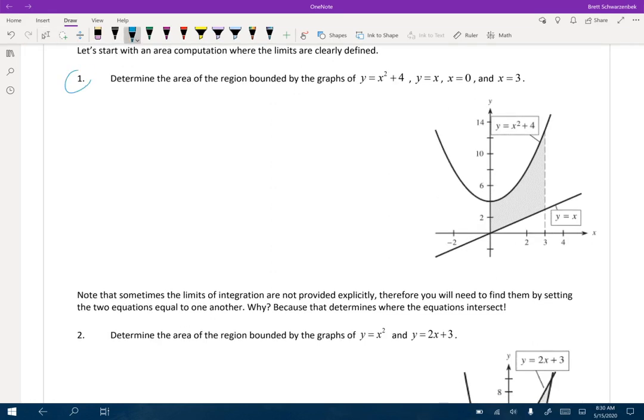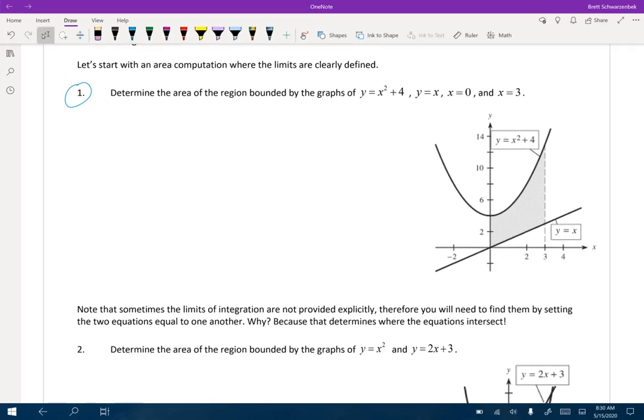Number 1, determine the area of the region bounded by the graphs y equals x squared plus 4, y equals x, x equals 0, and x equals 3. Remember that the whole purpose of this is to find the area between the curves. If you look at the two curves that are provided, we have y equals x squared plus 4, which is our parabola 4 units up the y-axis, and we have y equals x, which is the line right here. Our goal is to find the area between them.